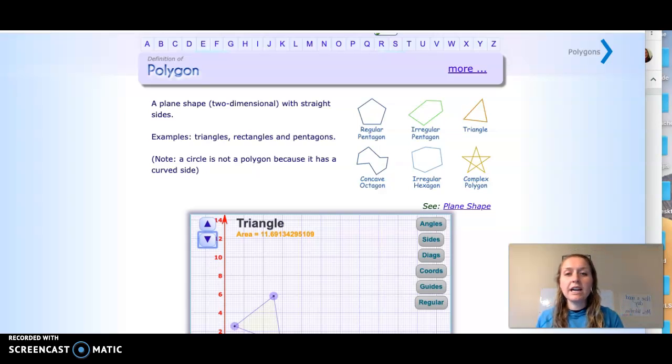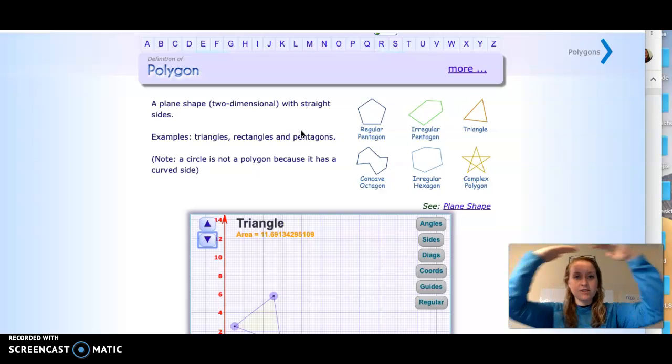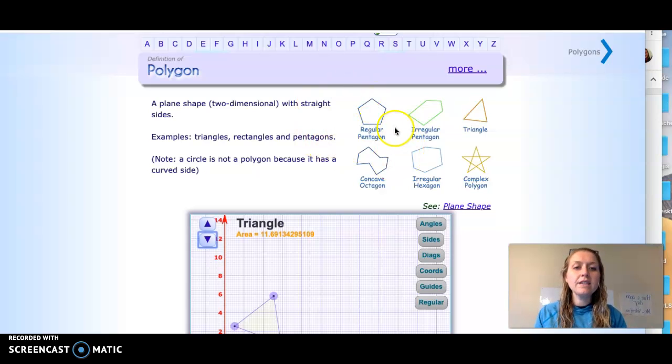So a polygon is a plane shape, two-dimensional with straight sides. Triangles, rectangles, pentagons. A circle is not a polygon because it has curved sides. So if it has curved sides, or if it's an open shape, it cannot be a polygon. And these are some examples of a polygon, and I like it because they use the words regular and irregular and complex and stuff like that.